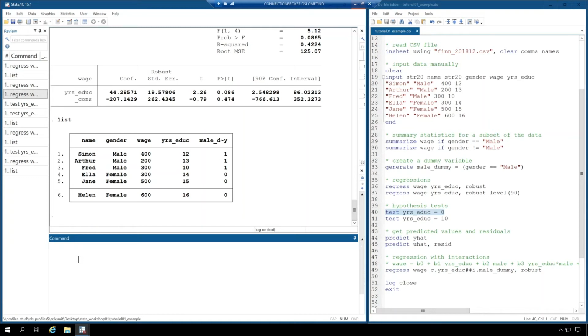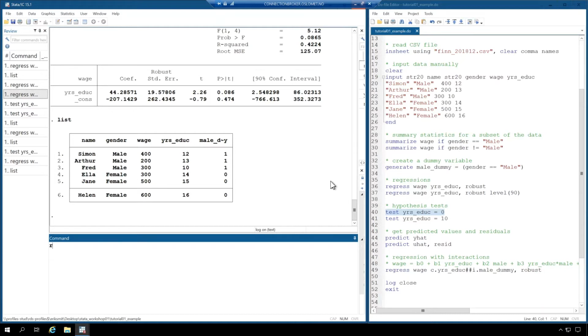Up until now, we have only used one x variable to explain our y variable. So we have explained the variation in wage by using the information from years of education. What we can do is also to use the information in the male dummy to check if there is a difference between the intercepts of male wage earners and female wage earners.